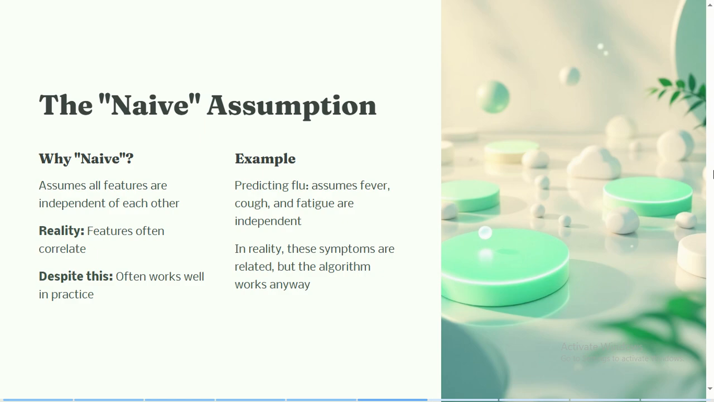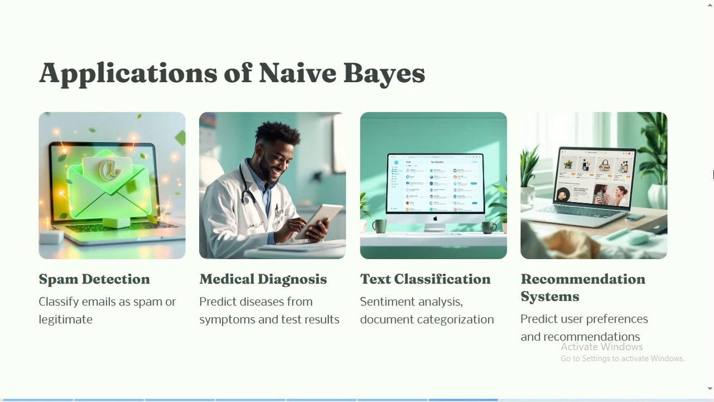This simple assumption makes naive Bayes extremely fast and efficient, especially when dealing with large data sets. Naive Bayes is widely used in many real world applications. One of the most famous applications is spam email detection. Email systems analyze words in the message and calculate the probability that the email is spam. Another major application is sentiment analysis, where companies analyze whether customer reviews are positive or negative.